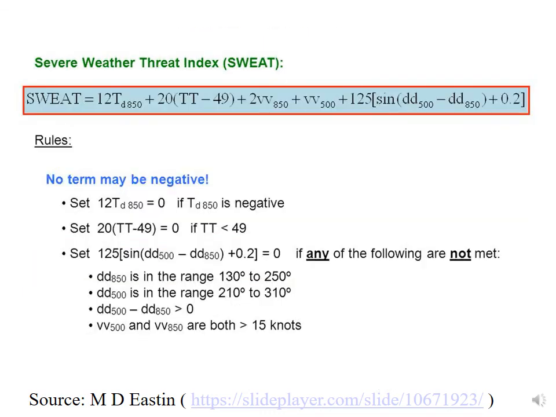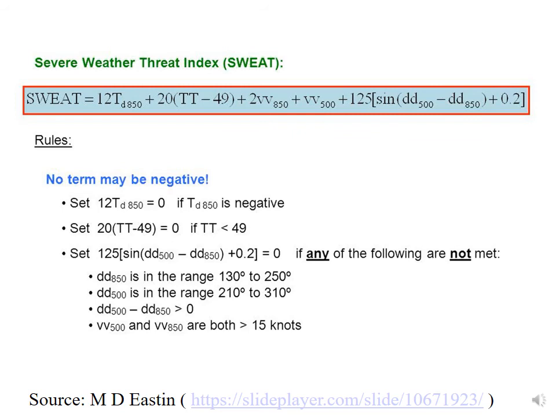So there are a couple of rules associated with calculating the SWEAT, and one of those is that none of these terms can be negative. So if the dew point temperature, which is in degrees Celsius, is negative, then you'll set that first term equal to 0. If the total totals, which we'll talk about how to get here in a second, are less than 49, then the second term essentially would be less than 0, and we would define that term as 0.